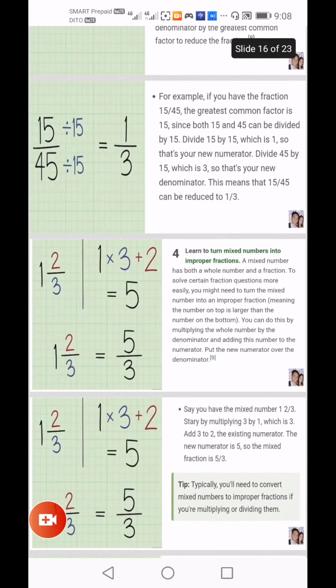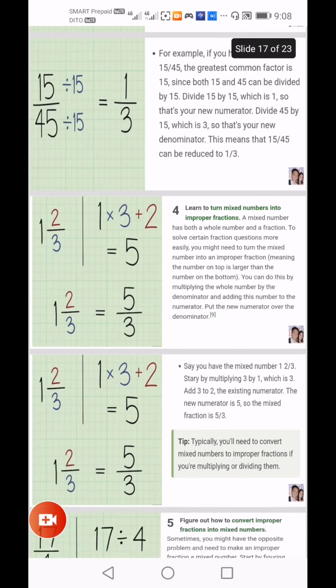For example, if you have the fraction 15 over 45, the greatest common factor is 15, since both 15 and 45 can be divided by 15. Divide 15 by 15, which is 1, so that's your new numerator. Divide 45 by 15, which is 3, so that's your new denominator. This means that 15 over 45 can be reduced to 1 over 3.